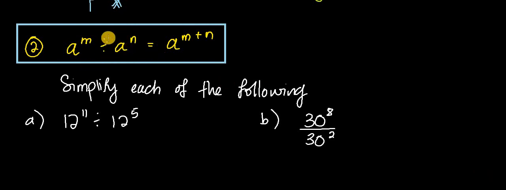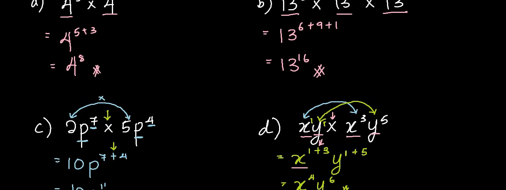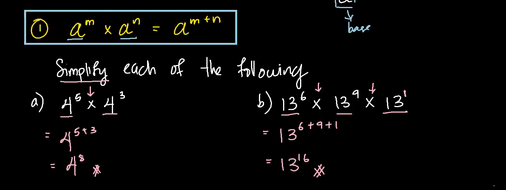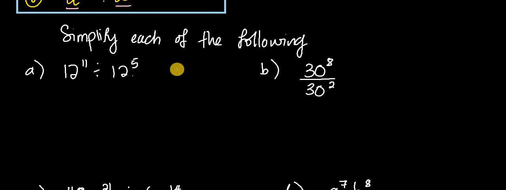The second rule of indices is about division. Now if times, we plus. Alright, there's a mistake here. For divide, we are going to minus them. Again the same rule applies. If your base is the same, the power you can minus. Simple as that. Now let's look at the question.